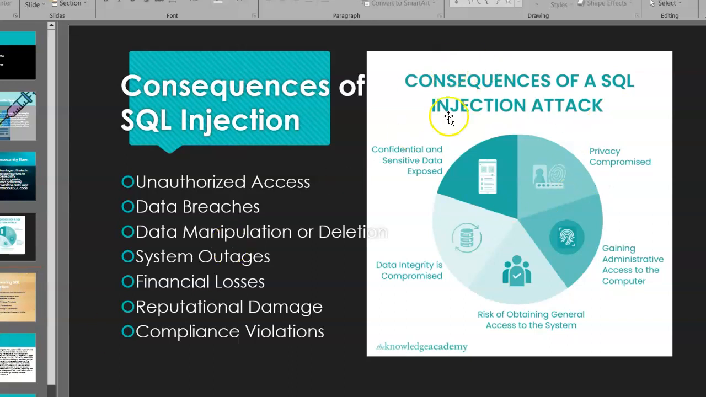This chart is showing unauthorized access, data breaches, data manipulation or deletion, system outages, financial losses, reputational damage, and compliance violations.